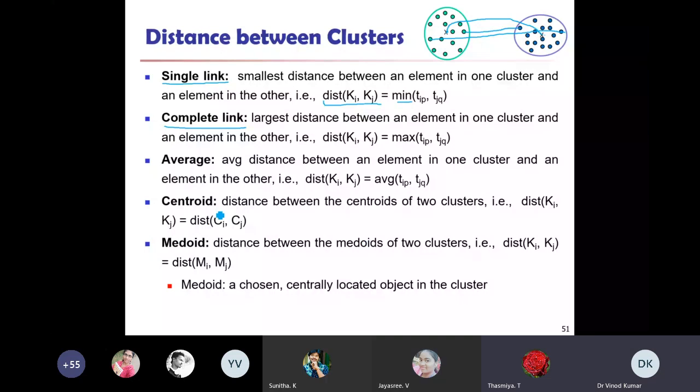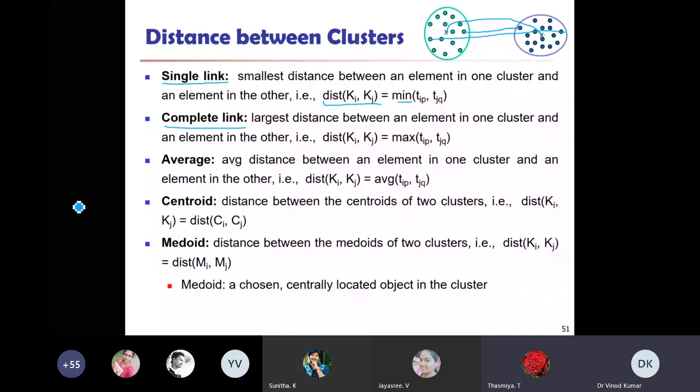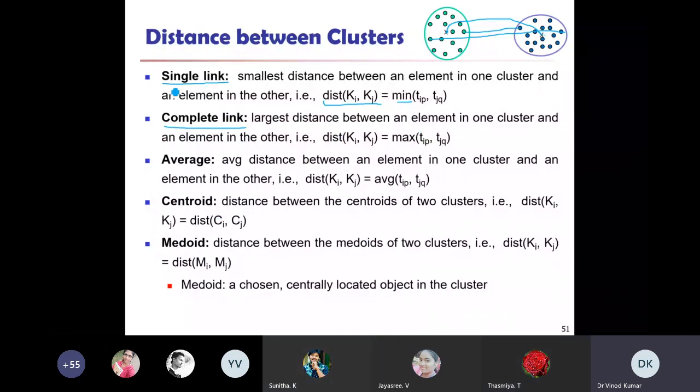Okay, so can you understand what is the meaning of single linkage? Are you able to see this one or able to listen to me? Yes, sir. So single linkage means the smallest distance between an element in one cluster and an element in the other cluster. So this minimum we will take.